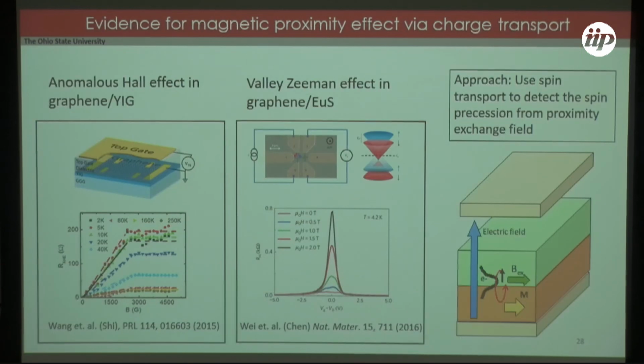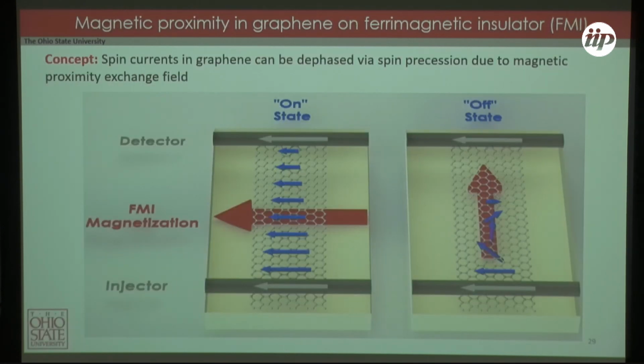Okay, so these are some results from Jingxi's group with graphene on YIG. It was the first report where they see anomalous Hall effect signatures of the proximity effect. There's a work with graphene with europium sulfide based on the Valley-Zeeman effect, where they have signatures of the proximity effect. And for us, we wanted to use an approach using spin transport to detect spin precession based on the proximity exchange field, right? So this is the idea of the experiment.